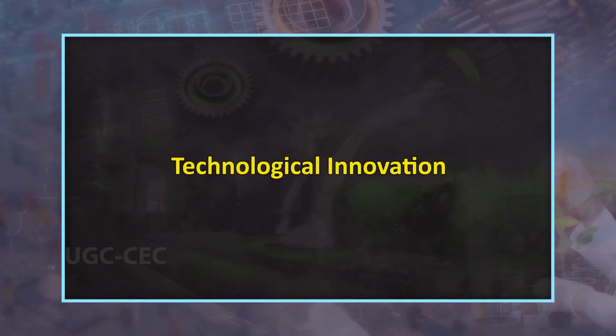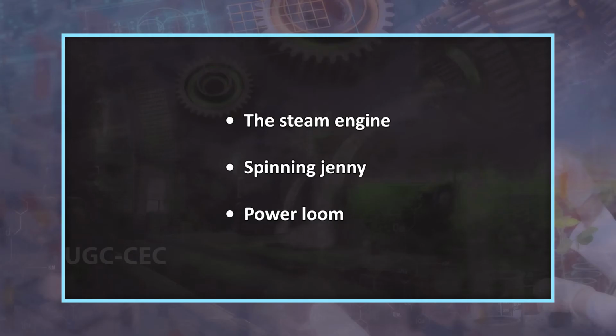Availability of raw material. Countries like Britain had abundant supplies of essential raw material like coal and iron, crucial for industrial processes. Technological innovation. The period was marked by significant technological advancements such as the steam engine, spinning jenny, and power loom. These inventions dramatically increased production capacity.